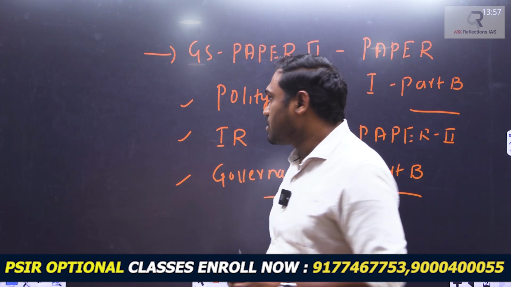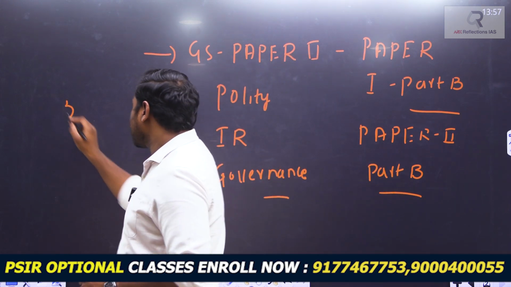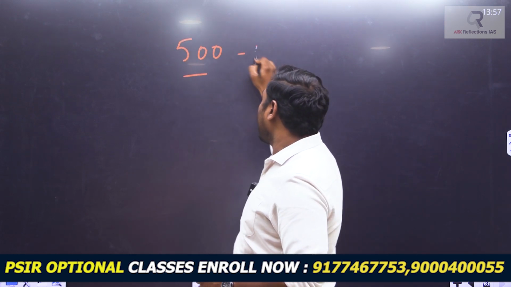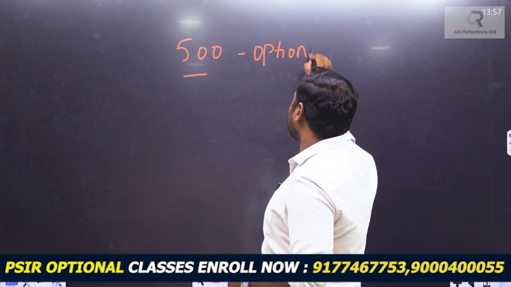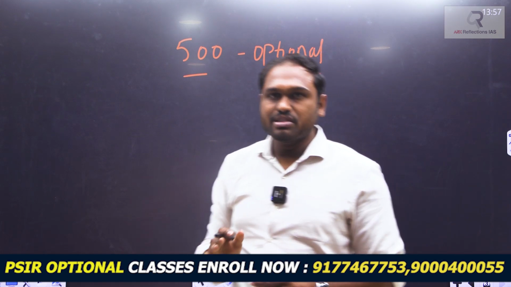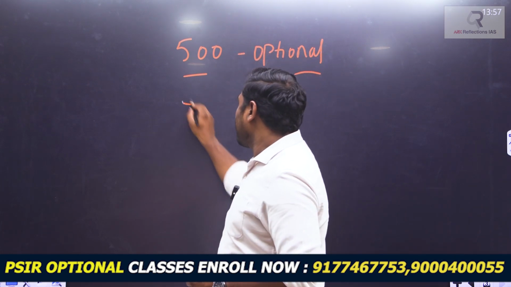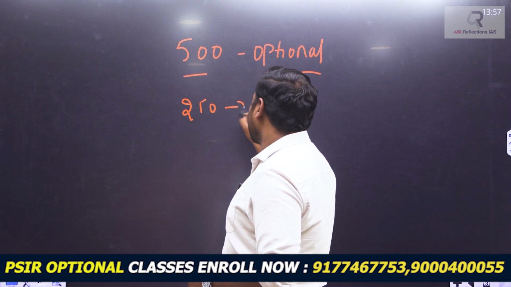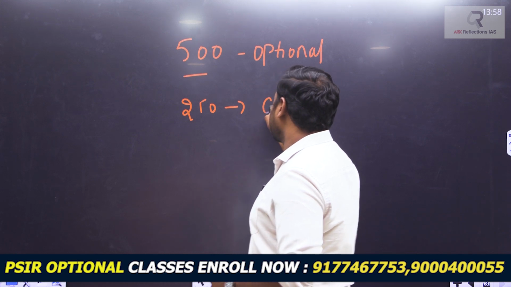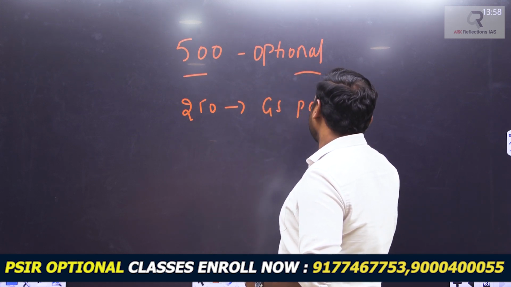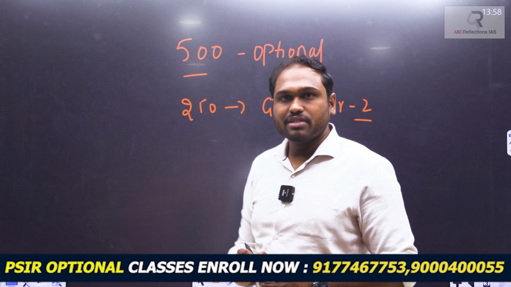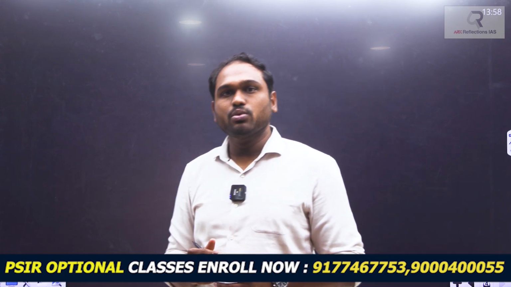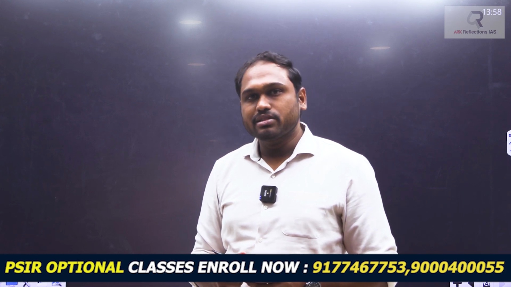This is one component. So PSIR is for how many marks? We have PSIR for 500 marks as an optional. We will be learning these subjects in and out. 250 marks, paper 2 completely dedicated, 250 marks, that is GS paper 2. In addition, in what other GS papers can we use the knowledge that we gain from the PSIR optional?